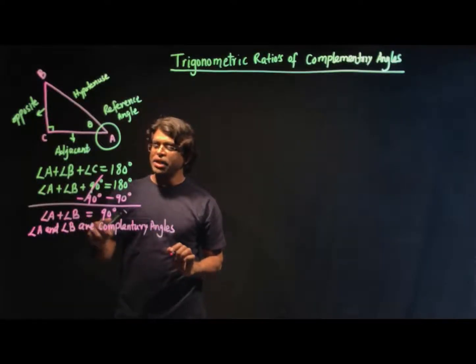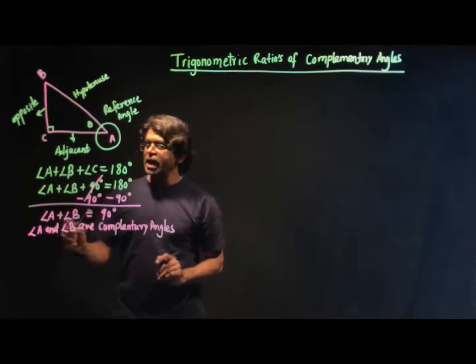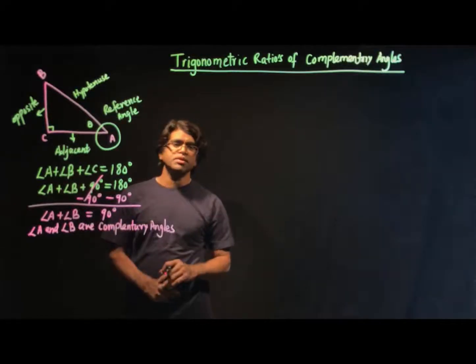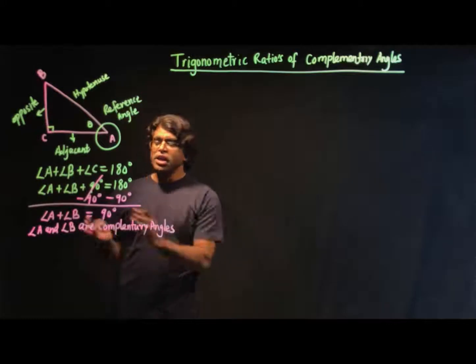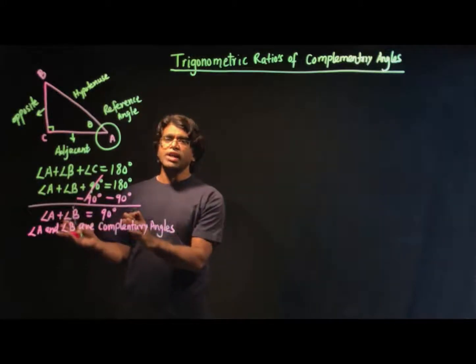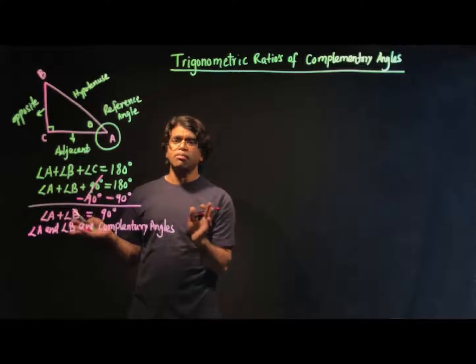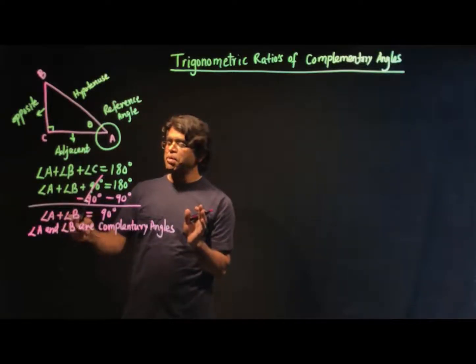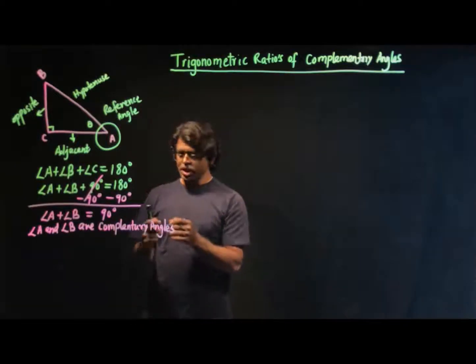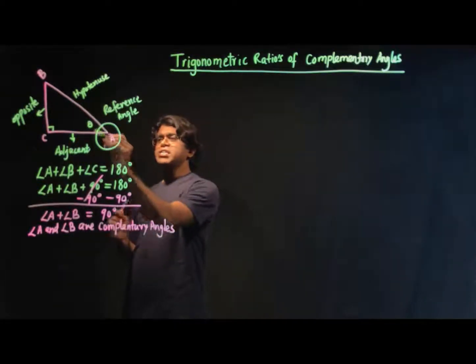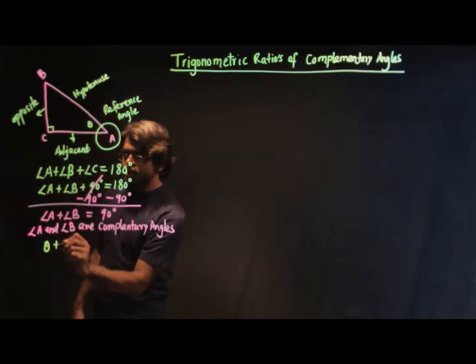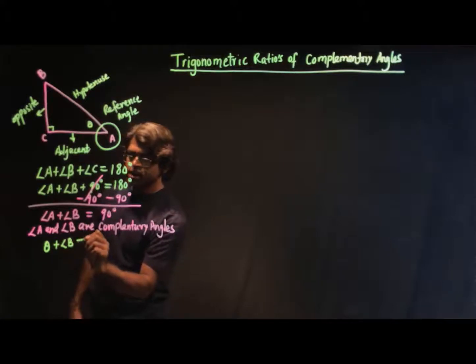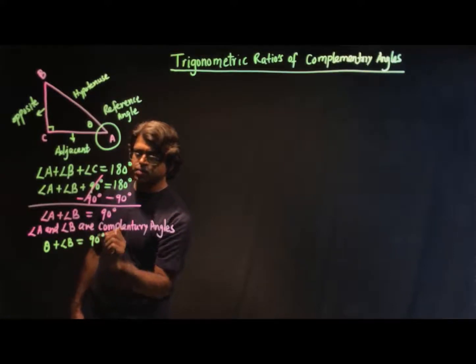A plus B is 90 degrees, so angle A and angle B are known as complementary angles, because the basic definition of complementary angle is if the sum of two angles is 90 degrees, then the two angles are complementary. So as you can see, A plus B is 90, so A and B are complementary angles. Alright? Now, as you can see, A is theta, so I'm going to replace A by theta. So I will write theta plus angle B is equal to 90 degrees.